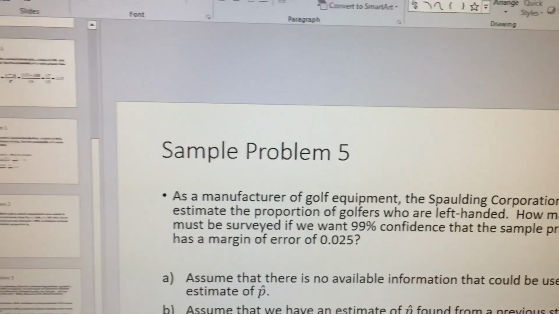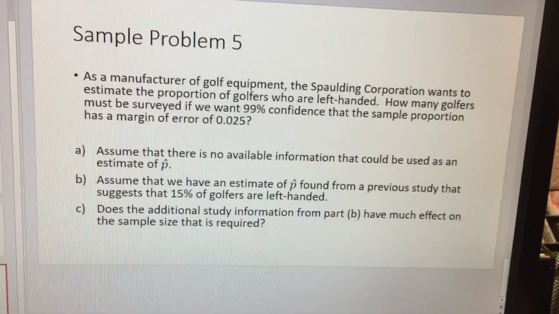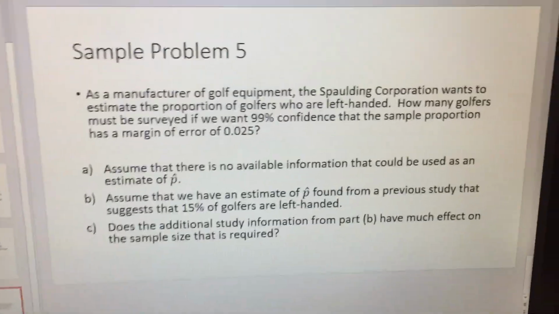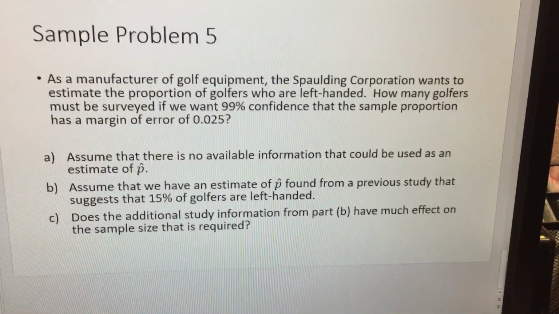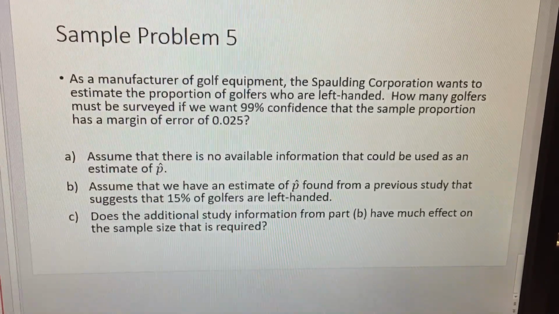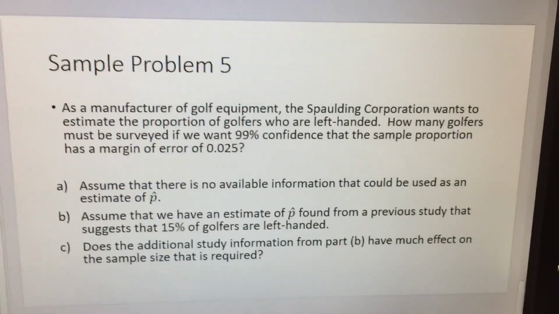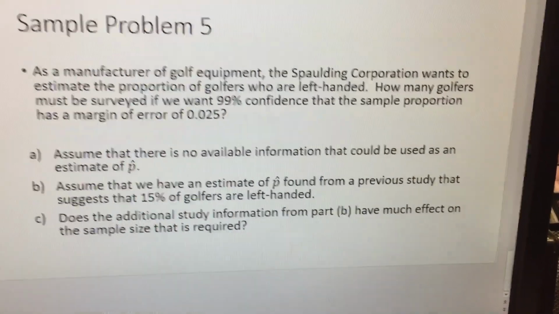So now in part C, we're asked, does the additional study information from part B have much effect on the sample size that is required? Well, with that additional study information, the required sample size has been reduced. Here we end up reducing the sample size by providing that additional study information.